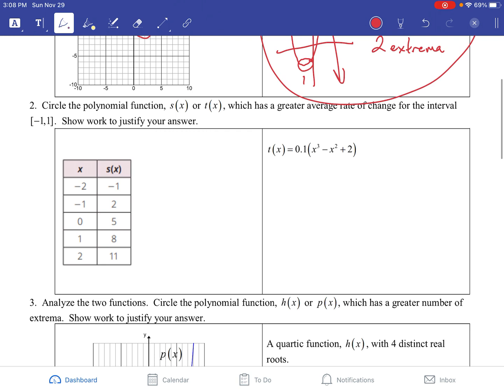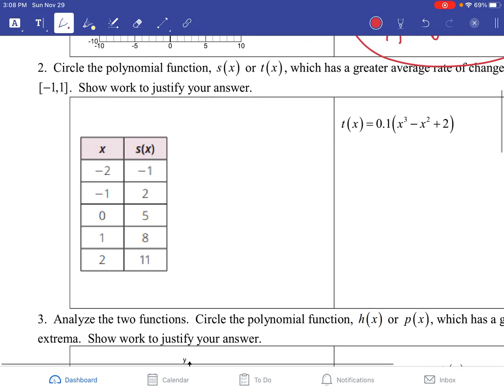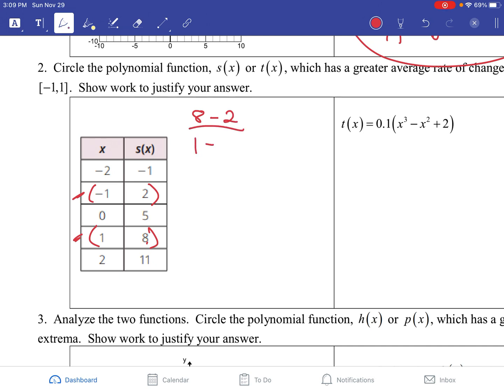In number 2, we have s of x, which is that table, and we have t of x, which is this function. We want to find out which one has a greater average rate of change for the interval of -1 to 1. So -1 to 1 means we're going to use this point and this point. These are basically points on a graph. We want to find out the slope basically between those 2 points. So we use our slope formula. So it's y2 minus y1 over x2 minus x1, which gives us 6 divided by 2, and the slope will be 3. Okay, so that's the slope for the table.